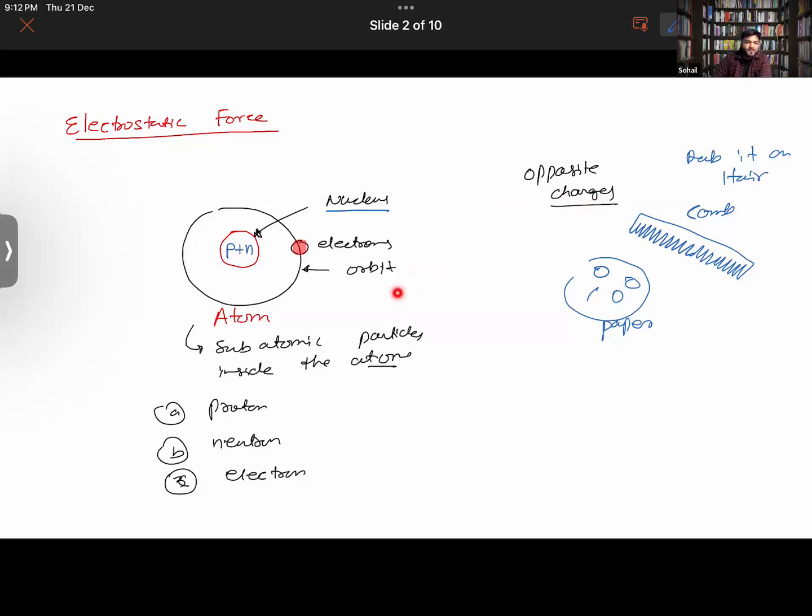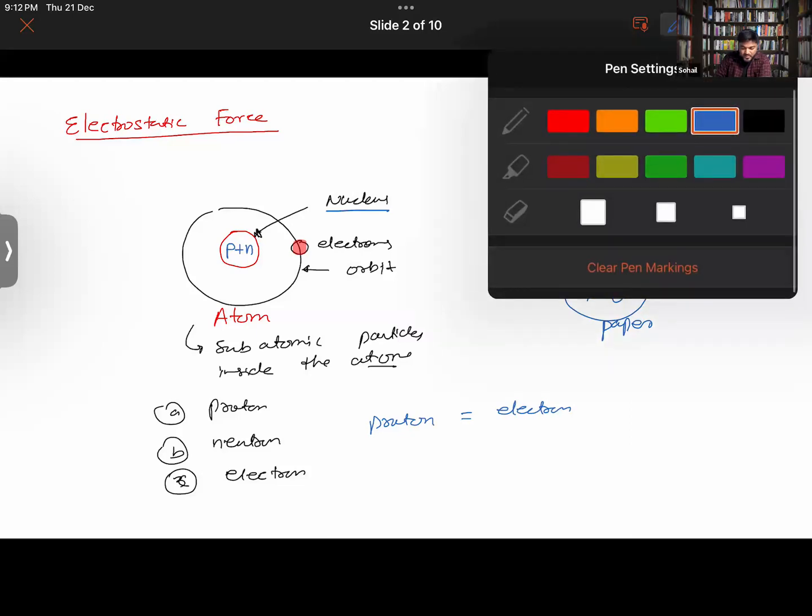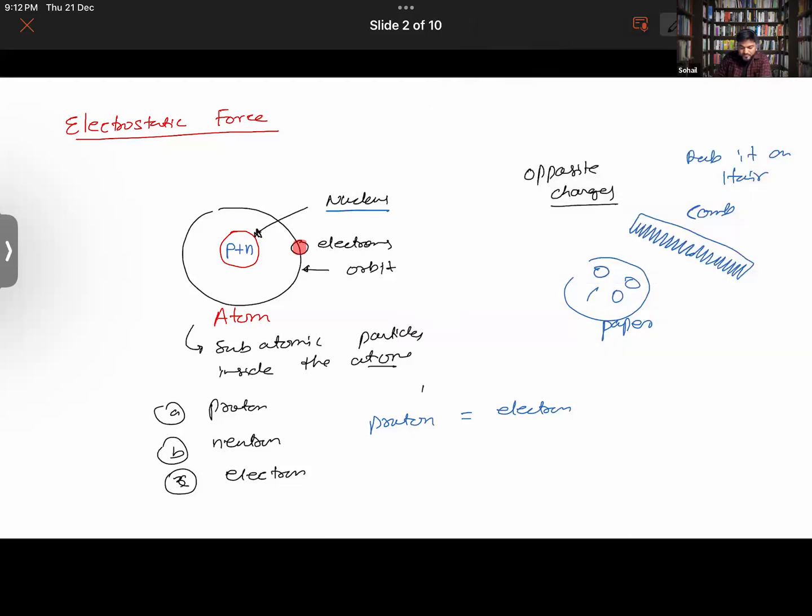So I'm telling you that at any given point of time, normally in an atom, the number of protons is equal to the number of electrons. What did I say? Sir, the number of proton. I mean, proton, not neutron. The number of proton is equal to the number of electron.